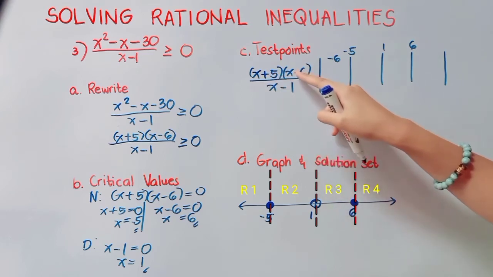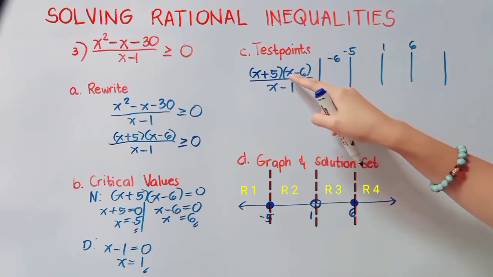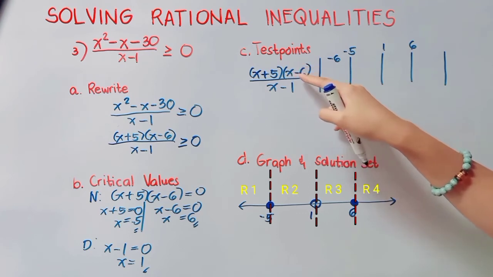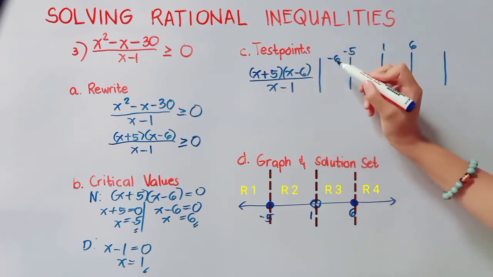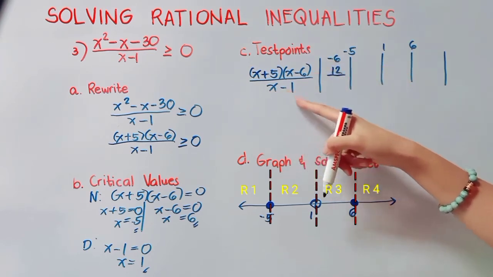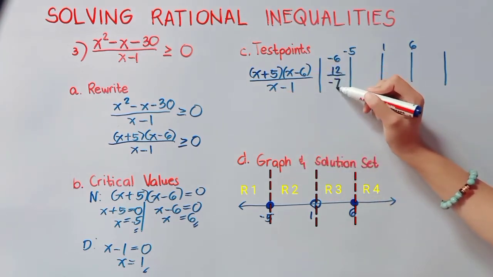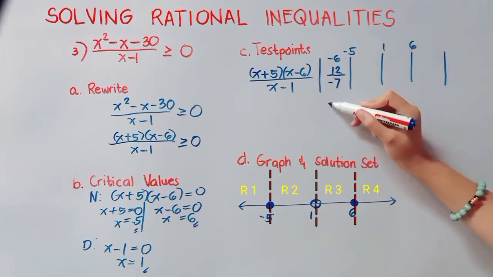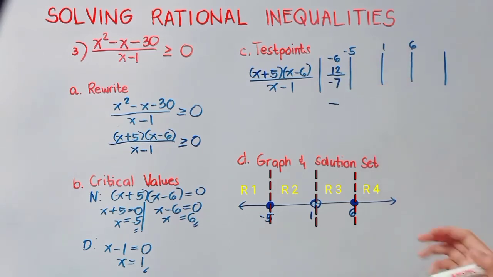Negative 6 plus 5 is negative 1. Negative 6 minus 6 is negative 12. So negative 12 times negative 1 is positive 12. And then negative 6 minus 1 is negative 7. So positive divided by negative is negative.